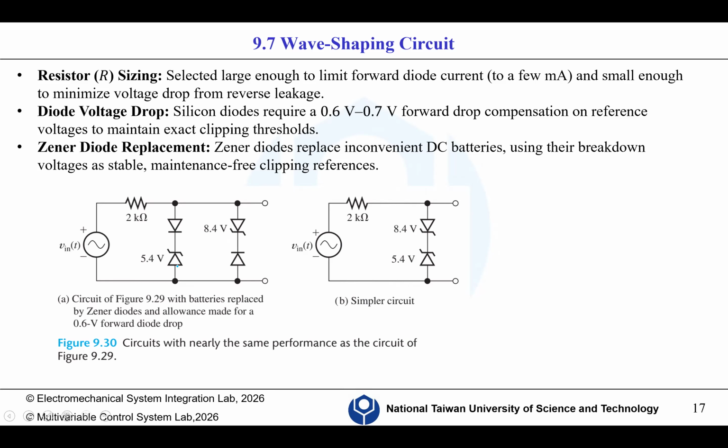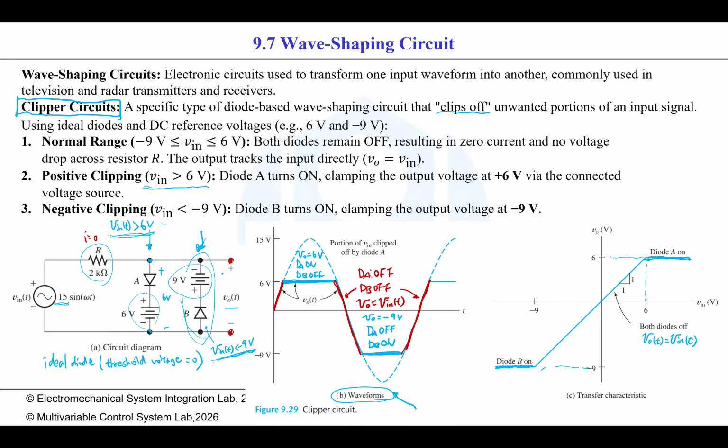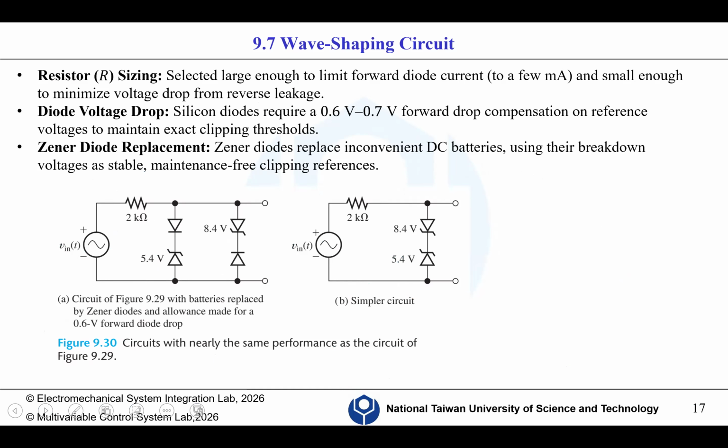If you look at the previous configuration here, apart from the input voltage, it also requires two DC voltage sources, and that makes the circuit more complex. So another alternative is that we are able to replace the DC source with the Zener diode.